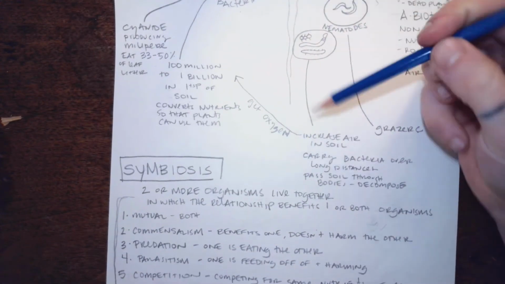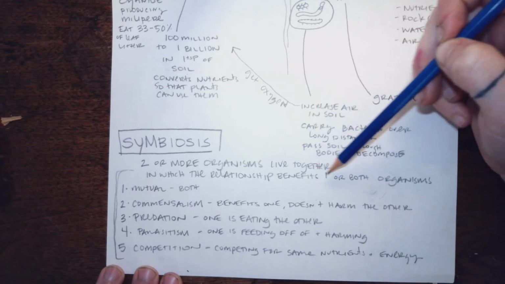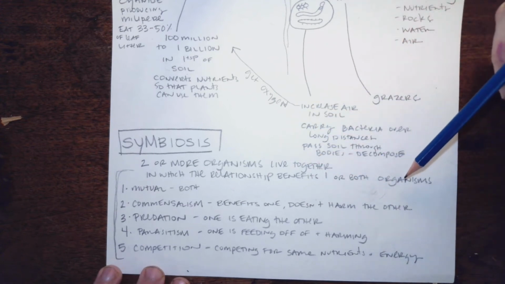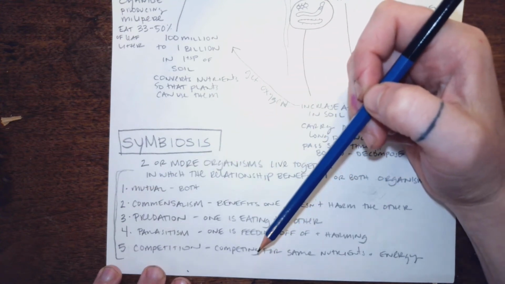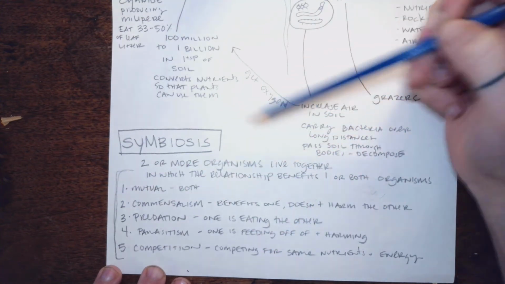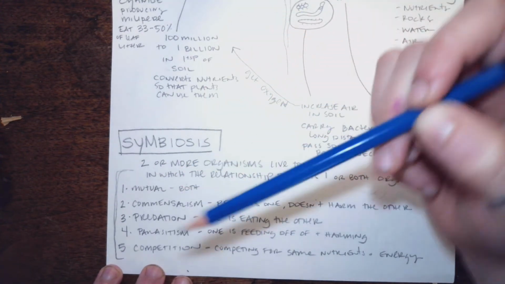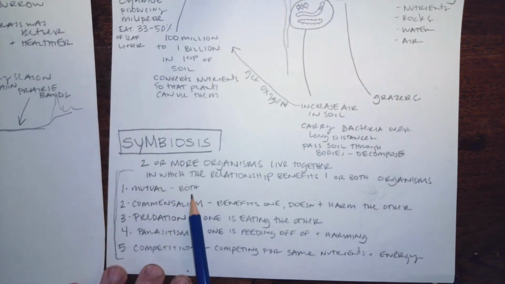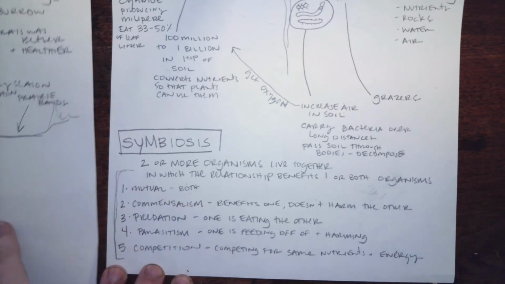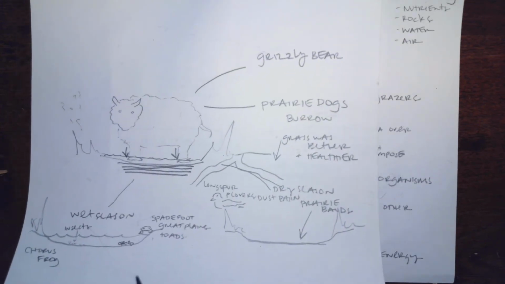Symbiosis is two or more organisms that live together, in which the relationship benefits one or both organisms. There are 5 different kinds of symbiotic relationships, and then each of these, there's like a lot more underneath it. So there's mutual, where both parties benefit. An example of that is the prairie dogs and the buffalo. Okay?